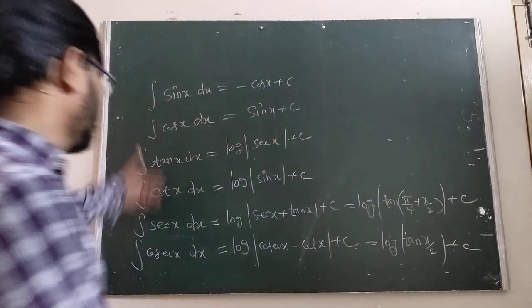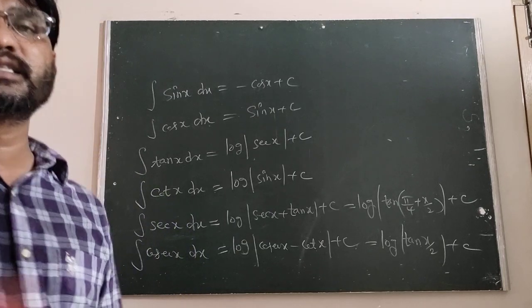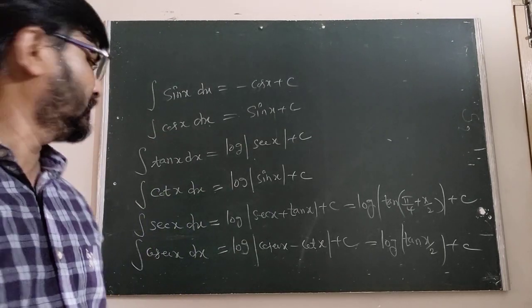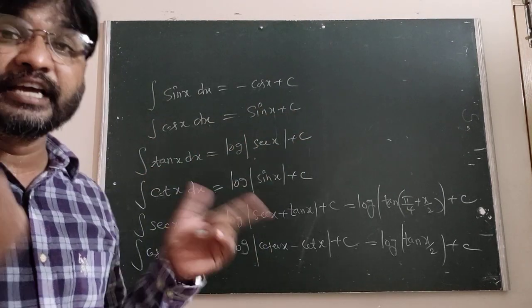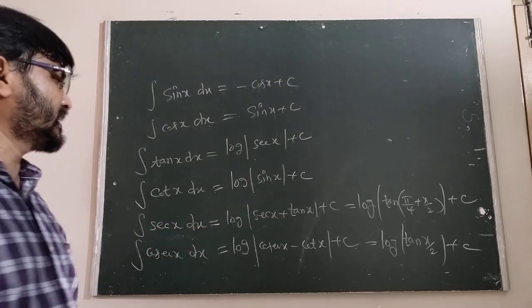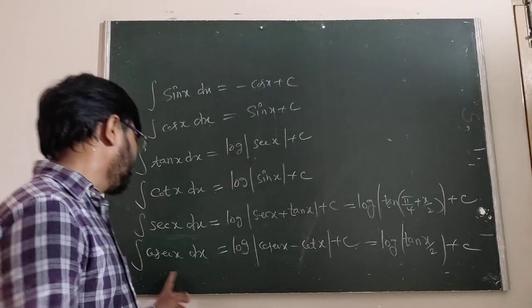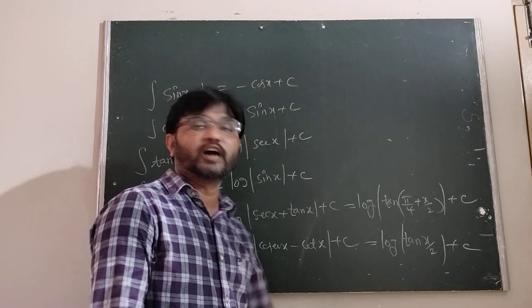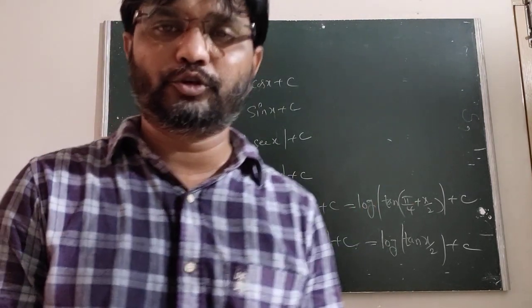These are the 6 trigonometric ratios. Integral of sin x dx is minus cos x plus c. Integral of cos x dx is sin x plus c. Integral of tan x dx is log mod of secant x plus c. Integral of cot x dx is log mod of sin x plus c. Integral of secant x dx is log mod of secant x plus tan x plus c. Integral of cosecant x is log mod of cosecant x minus cot x, or log mod of tan x by 2, and log mod of tan pi by 4 plus x by 2.